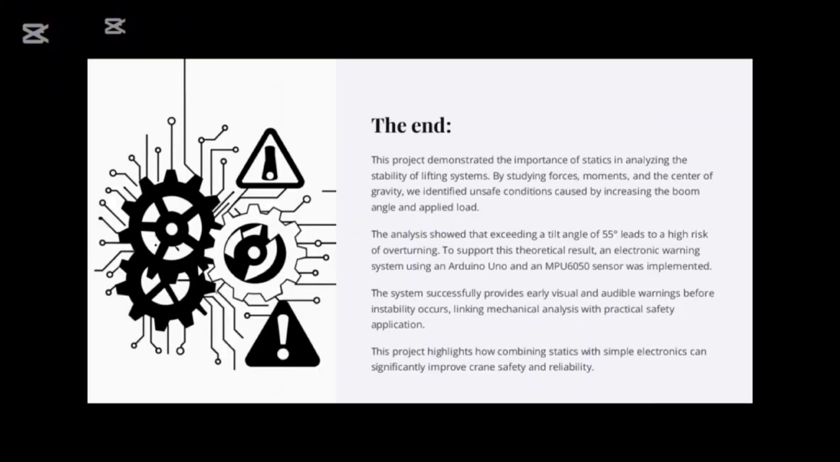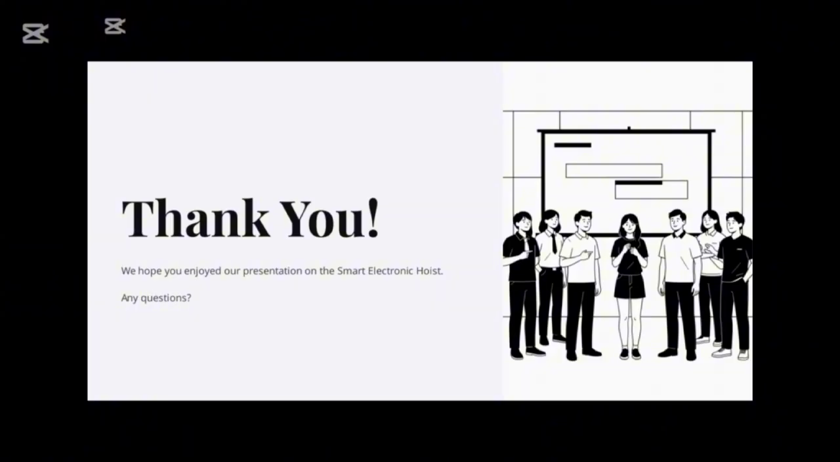In conclusion, this project demonstrated the importance of statics in analyzing lifting system stability. We showed that increasing the arm angle increases the risk of overturning, especially beyond 55 degrees. To support this analysis, an electronic warning system using the Arduino Uno and the MPU 6050 sensor was implemented. This system provides early visual and audible warning, improving safety and reliability. We hope you enjoyed our presentation on the Smart Electronic Hoist.